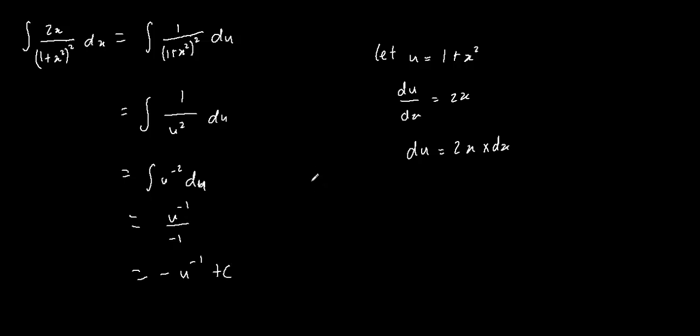Okay, you might think that you'd be done, but there's an important step. Our question is in terms of x and not u. So we have to write our answer in terms of x and not u either. So then we have to write it back as minus 1 plus x squared to the minus 1, plus c. If you really want to, you can write it as a fraction just to match it up. But yeah, minus 1 over x squared plus 1, same thing, plus c.